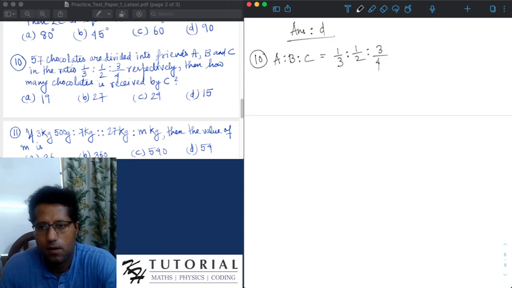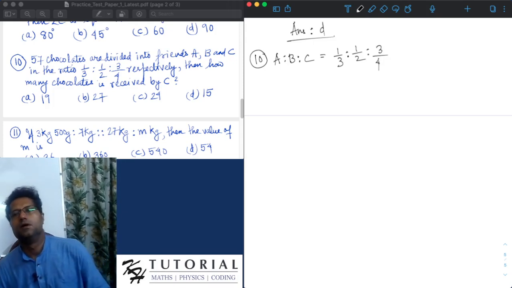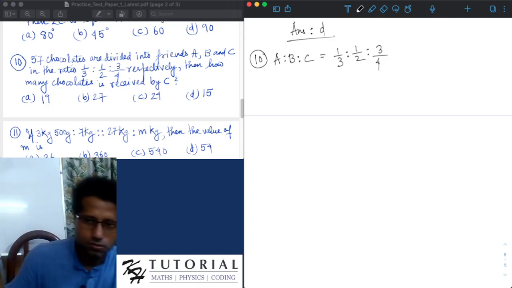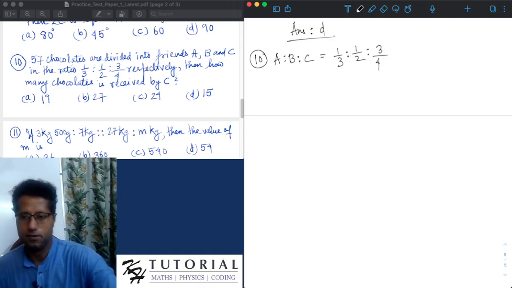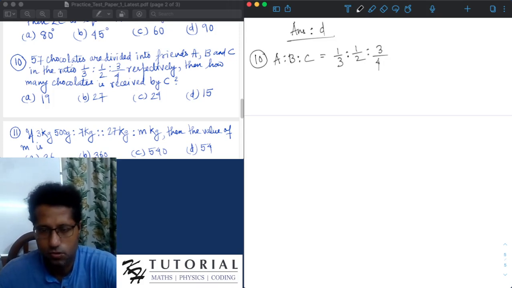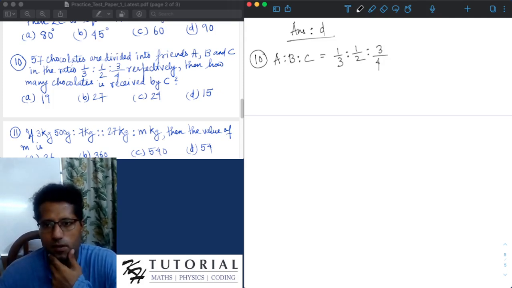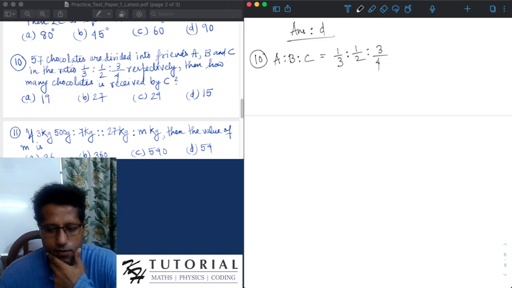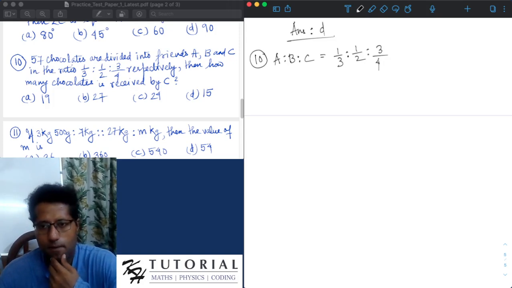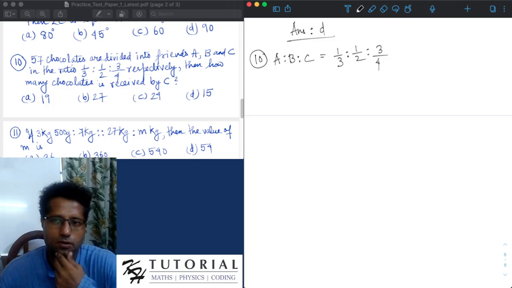Now you can always convert this ratio to an equivalent ratio so that the terms are integers. Since it's in fraction, you can do it with the fraction, no problem. But if you are uncomfortable with fractions, you can always convert a given ratio to an equivalent ratio by multiplying, so that the terms become integers. That is by multiplying the same non-zero number with all the terms.